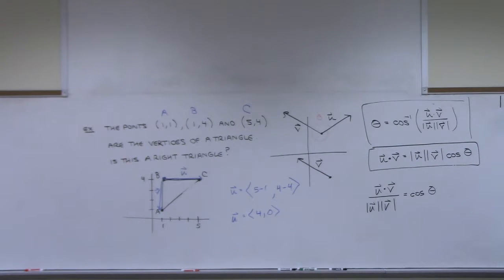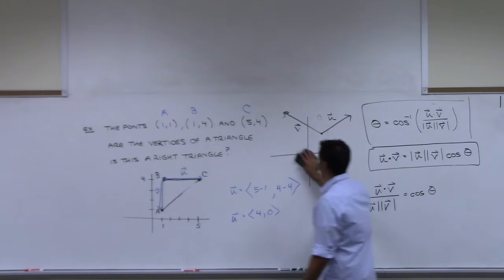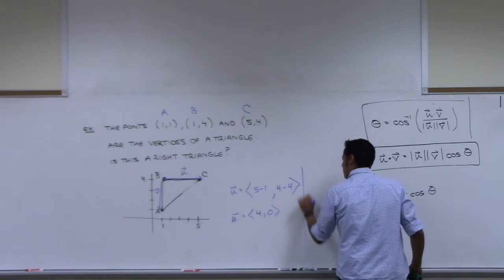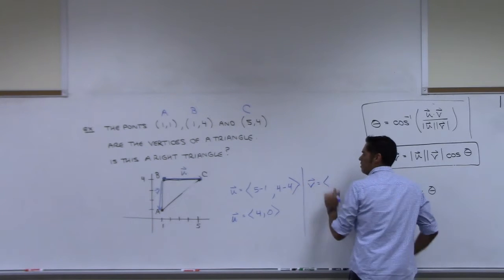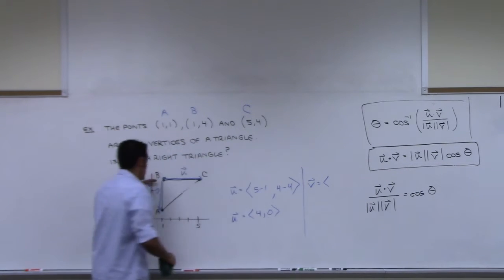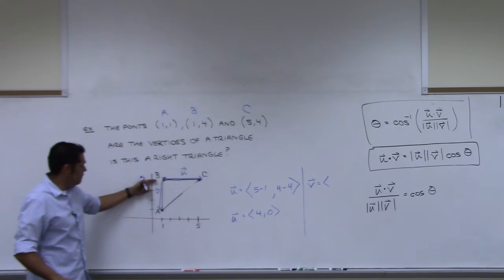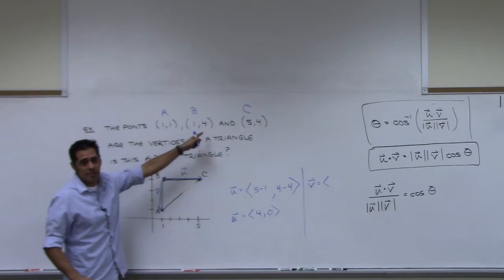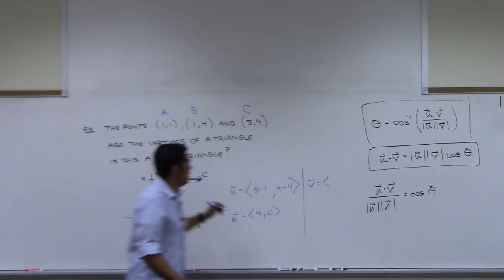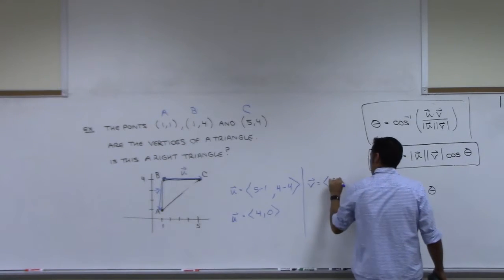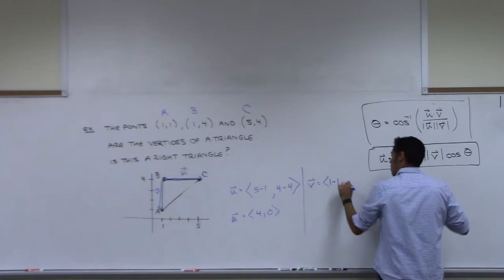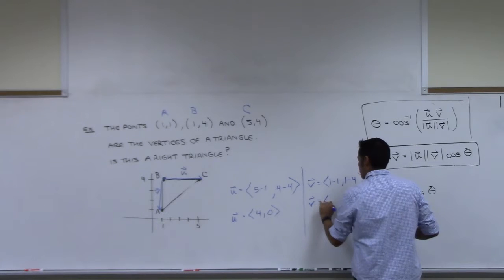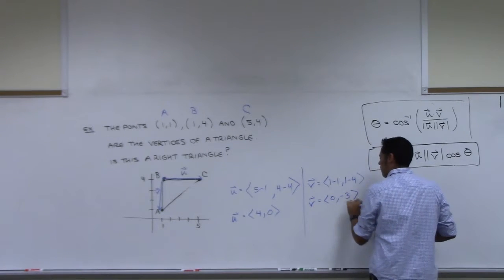All right, how about the vector v? What's the computation for the vector v? So now we're going from B to A, right? From B to A. So we're going to take the A's and subtract the B's. So it'll be 1 minus 1. And then what's the next component? 1 minus 4. And when we do that, we get 0, negative 3.